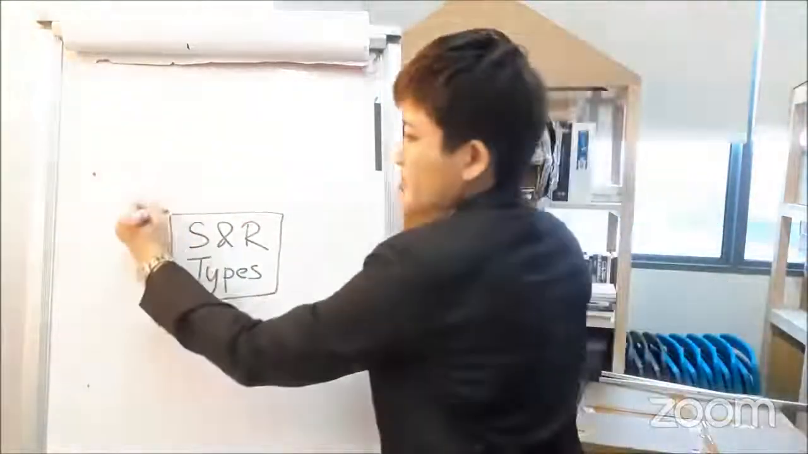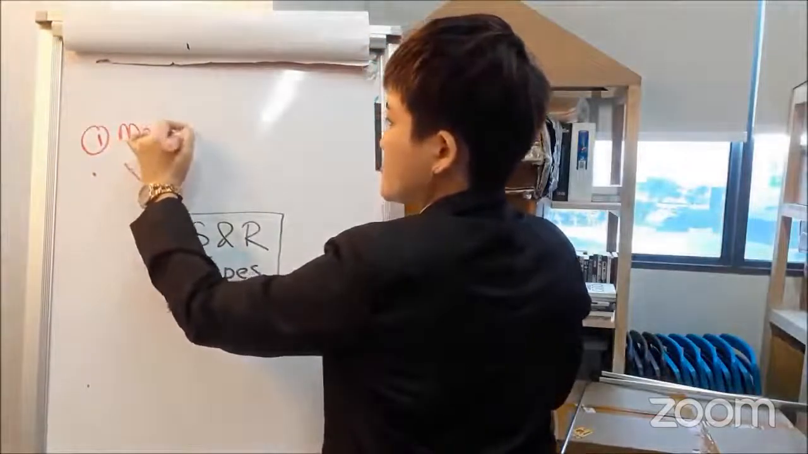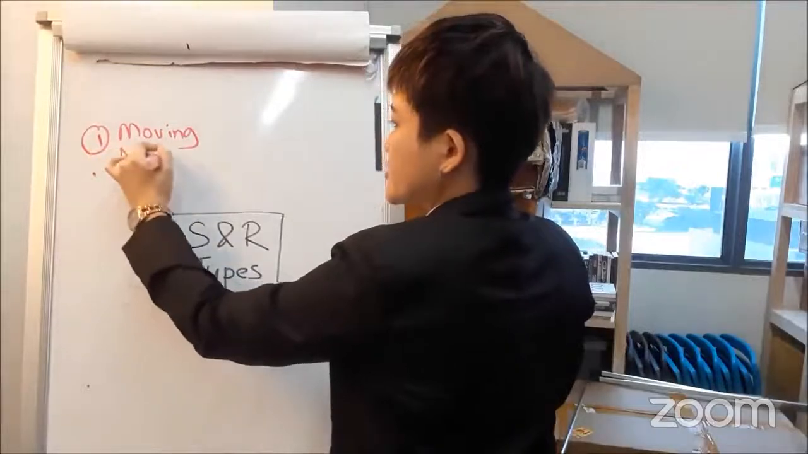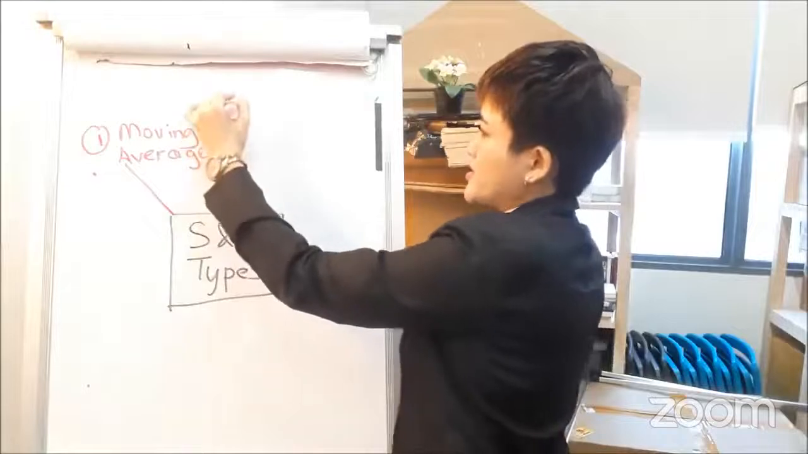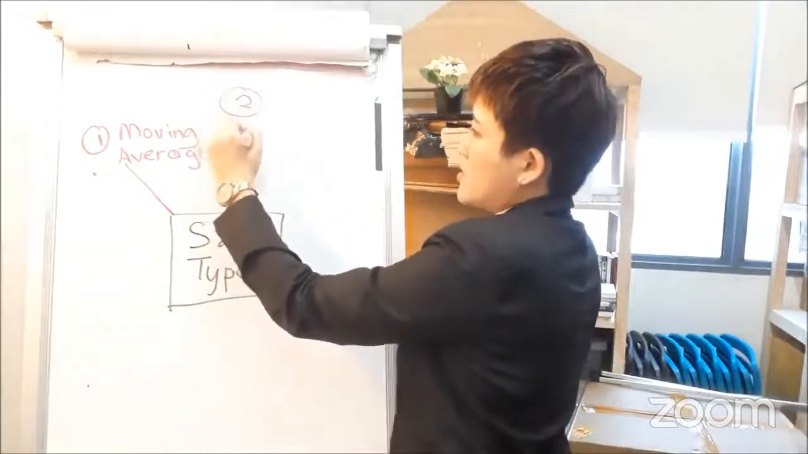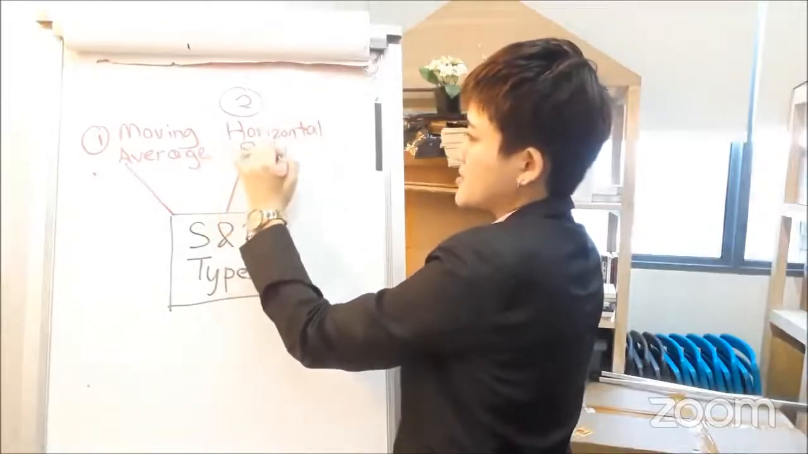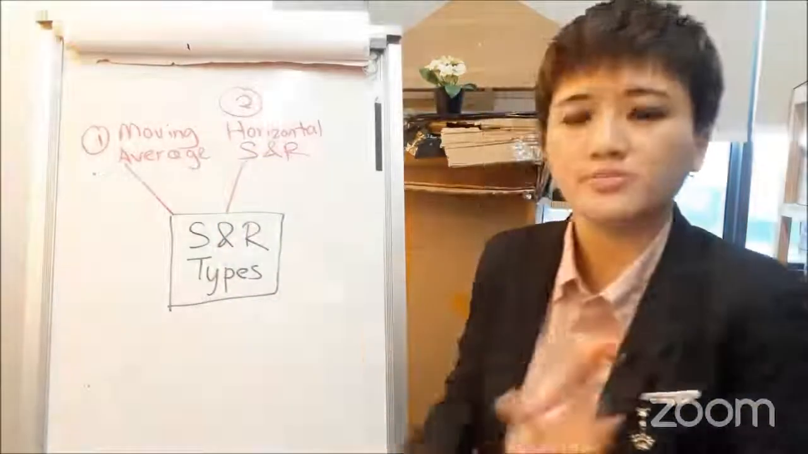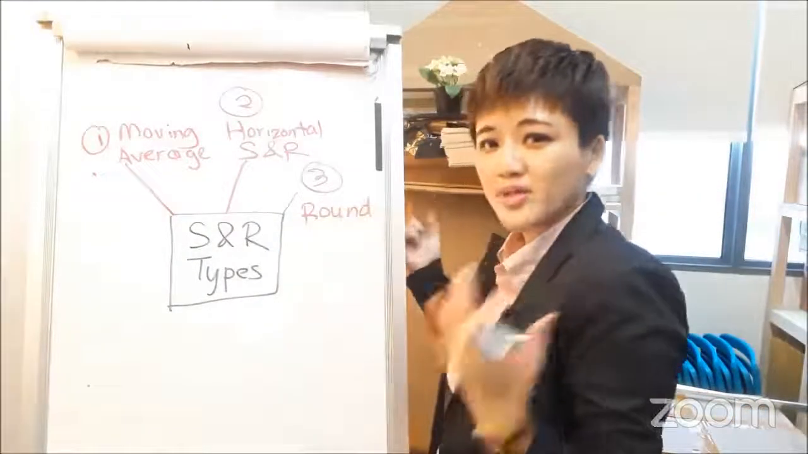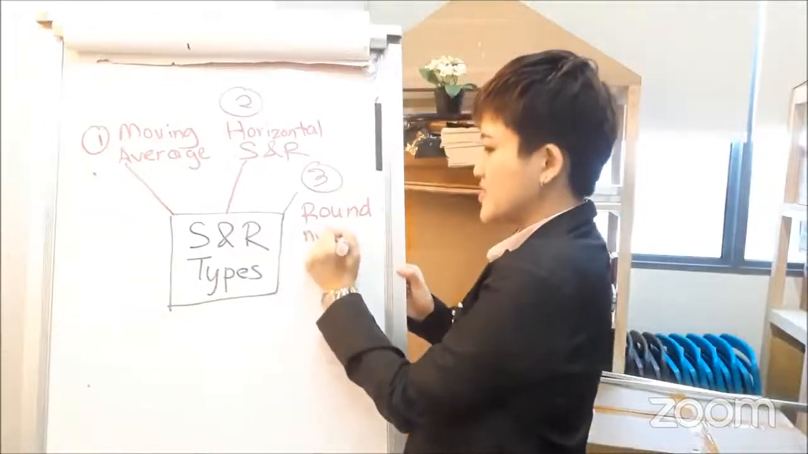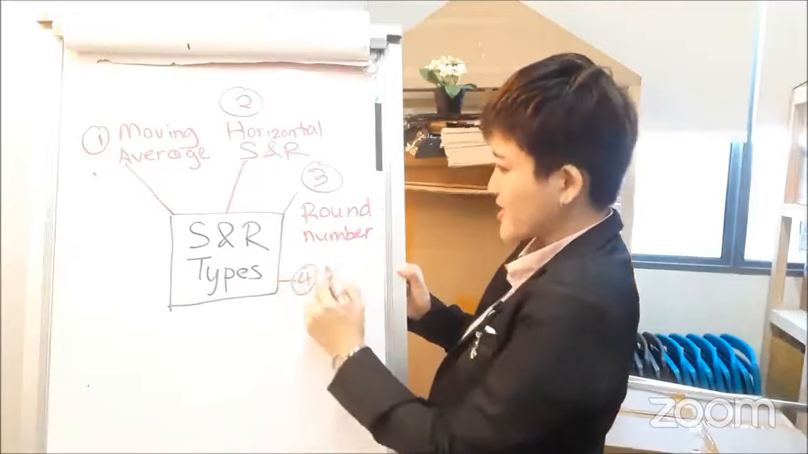So there are many types of support resistance. The first one is the moving average. I'm going to talk in detail about all this later on. Just understand this for now. Second, you have your horizontal support resistance. A lot of people draw it the wrong way, so later on I'll teach you how. Third type, these are the more invisible ones, round number support resistance. It's not that obvious. That's why you need your glasses.